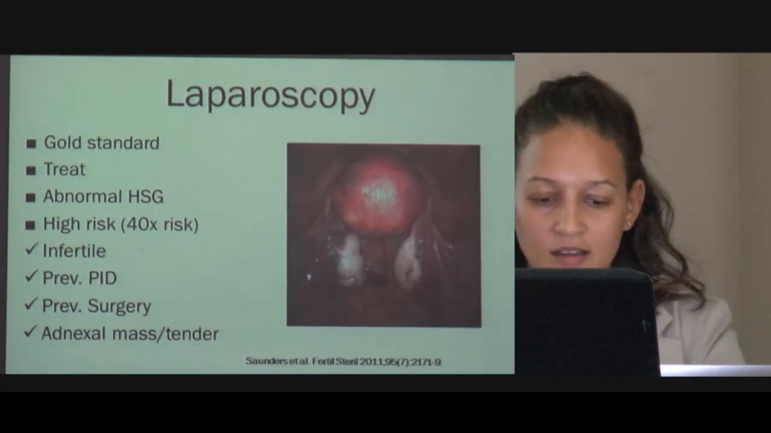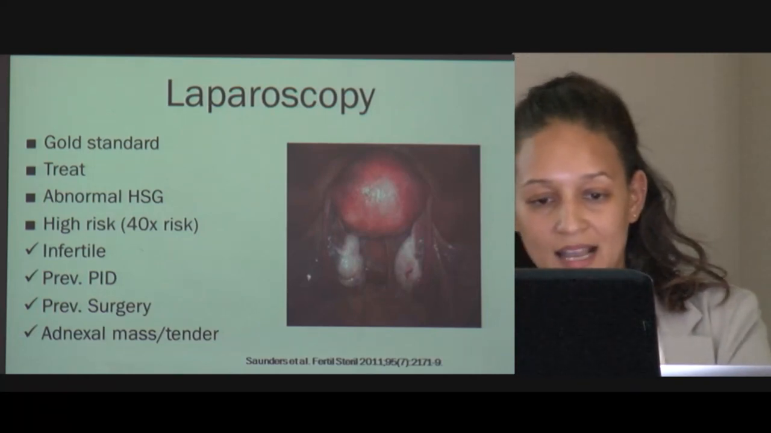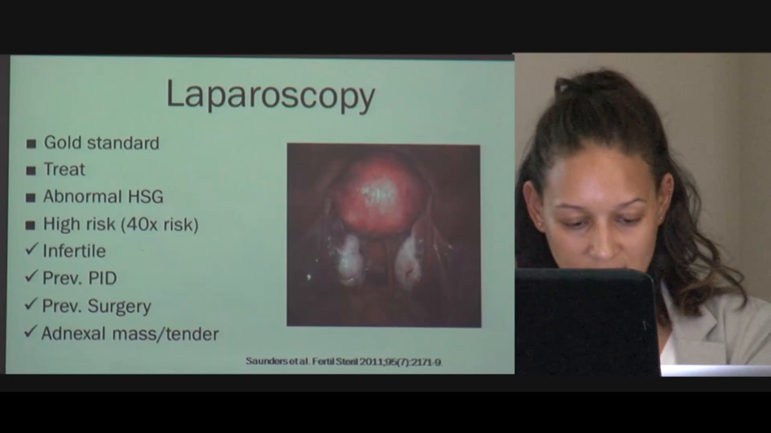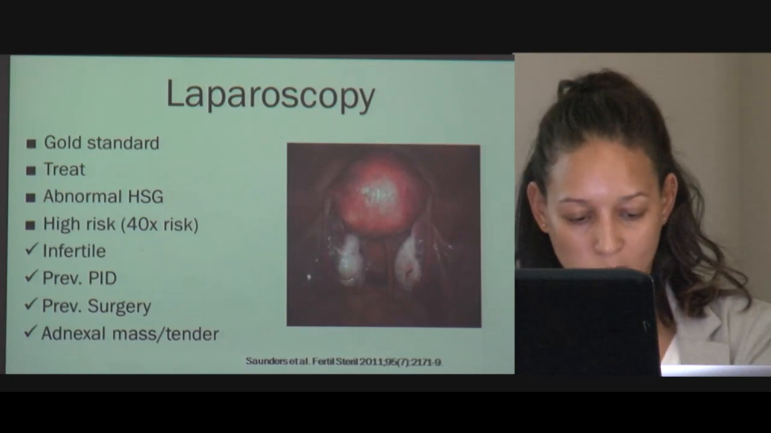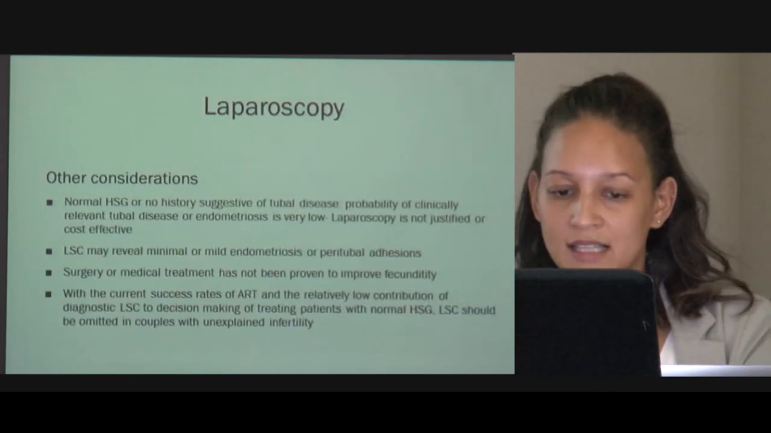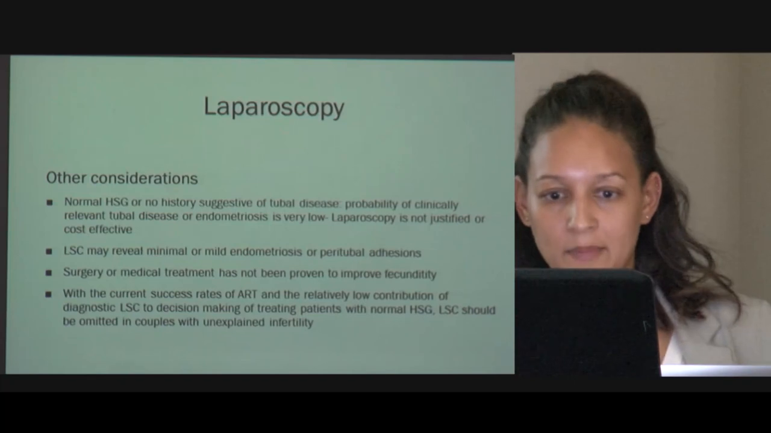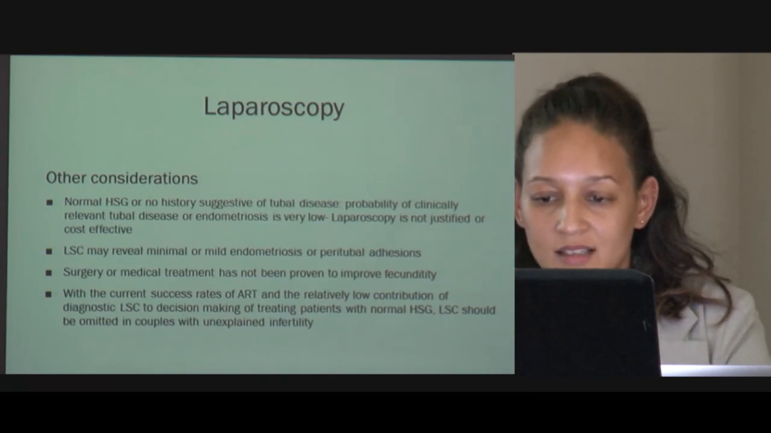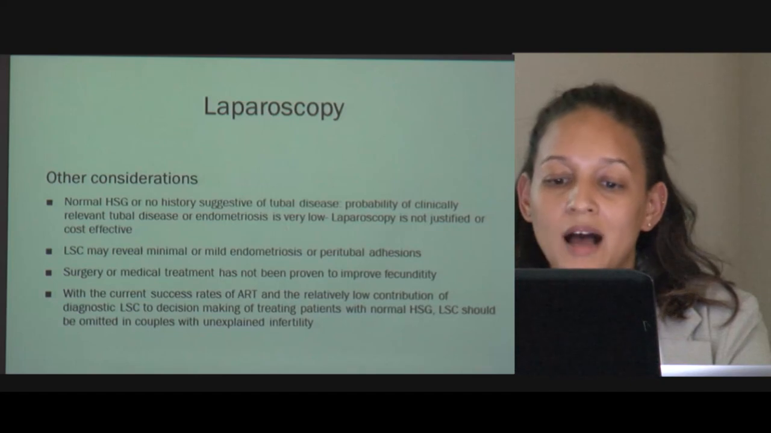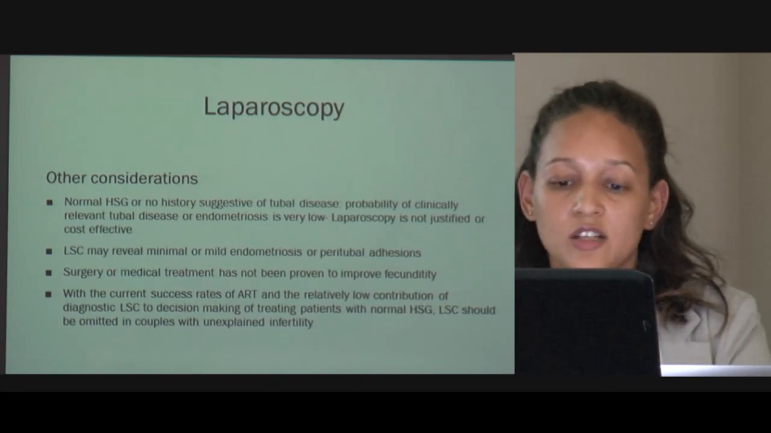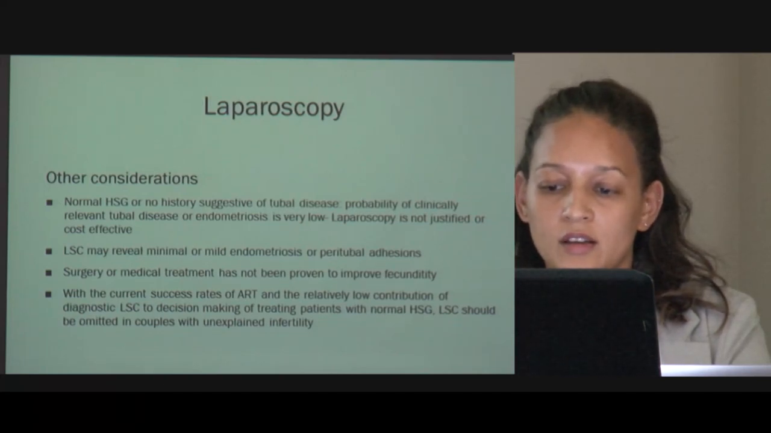So laparoscopy is the gold standard to treat and is indicated in abnormal HSG and if there is a high suspicion or diagnosis of tubal disease. The diagnosis of tubal patency is better than HSG because there's less observer variability. Other considerations with laparoscopy: if there's a normal HSG or no history suggestive of tubal disease, it is not really justified or cost-effective to perform laparoscopy. However, it may reveal mild or minimal endometriosis or peritubal adhesions. It may also be indicated if surgery or medical treatment has not been proven to improve fecundity.